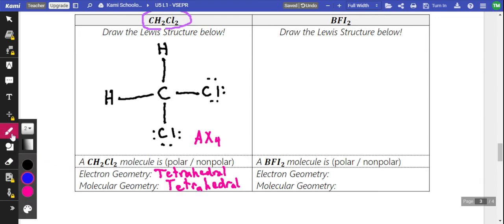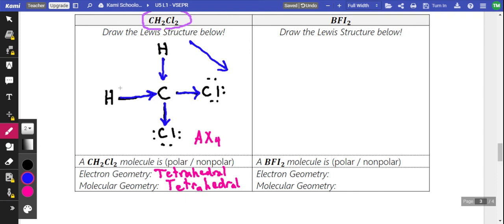So if we were to look at where our electrons are being pulled to, hydrogen is going to be willing to let its electron cloud be pulled towards carbon, but chlorine is going to pull carbon's electron cloud towards it. So overall, we end up with this net pull of the electron cloud towards our chlorines and away from our hydrogens. Okay, this makes our molecule lopsided and therefore polar.